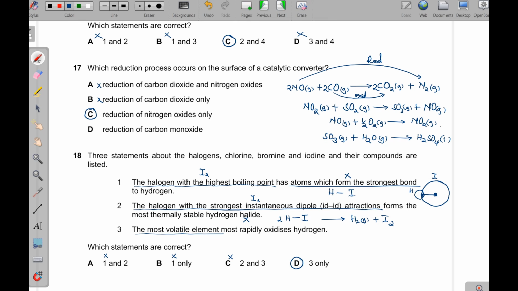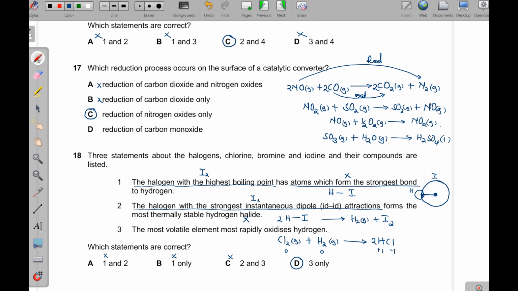The most volatile element most rapidly oxidizes hydrogen. That is the chlorine, the most volatile. So volatility is the ease to vaporize. Now chlorine here, when it reacts with hydrogen, then you can get the HCl. The oxidation state of chlorine here is 0. Here it is -1. For hydrogen, it's +1, then 0.